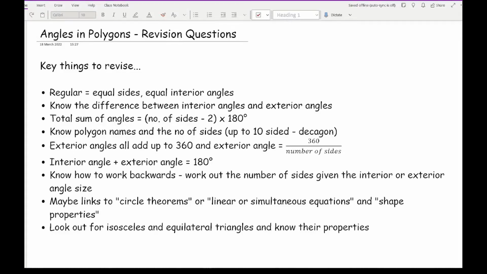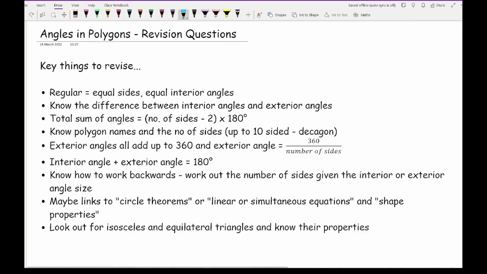So before we get started, let's just go over some key things that you need to revise. So the first thing is, remember, vocabulary is really important whenever you're dealing with shapes or angles. So regular means equal sides and equal interior angles, and that's a really important factor to look out for. Also know the difference between interior and exterior angles.